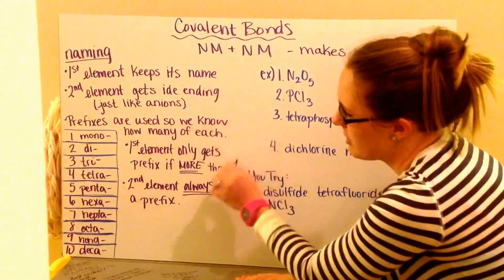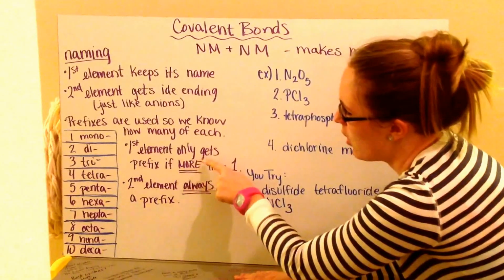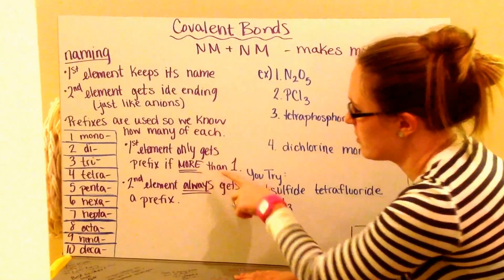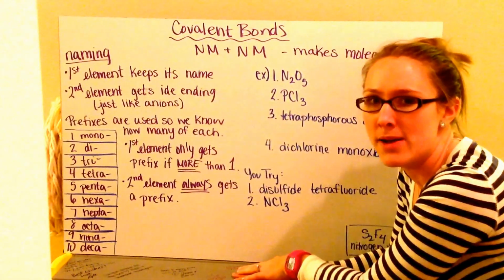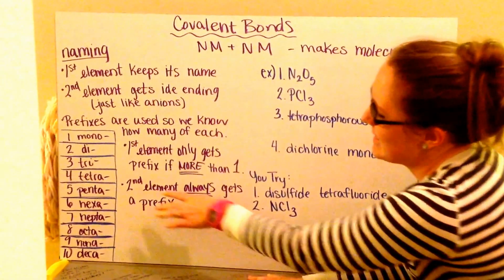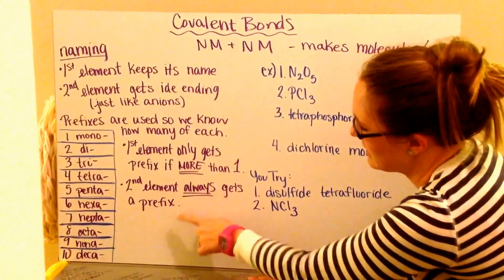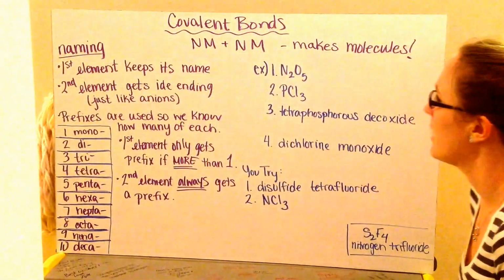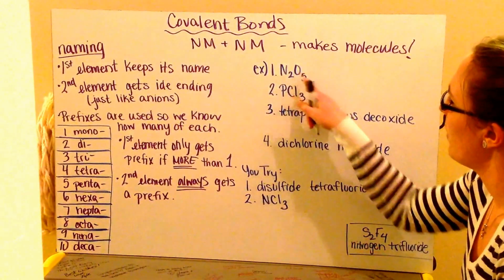With our prefixes, my first element is only going to get a prefix if there's more than one. We don't want to start out with mono. That's always implied if I have at least one of my first element. My second element, however, is always going to get a prefix. Example number 1, I have N2O5.